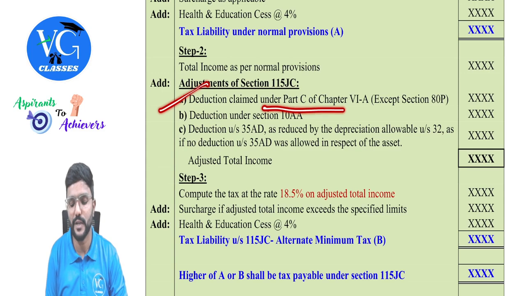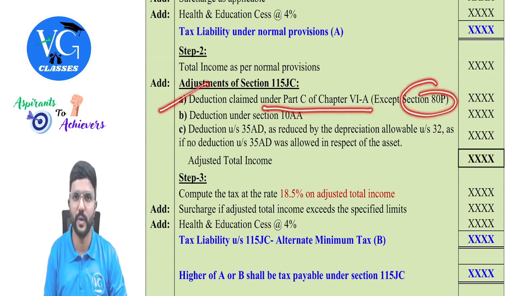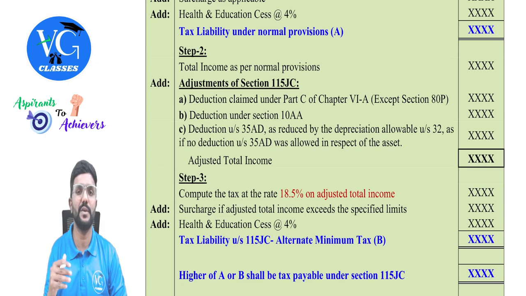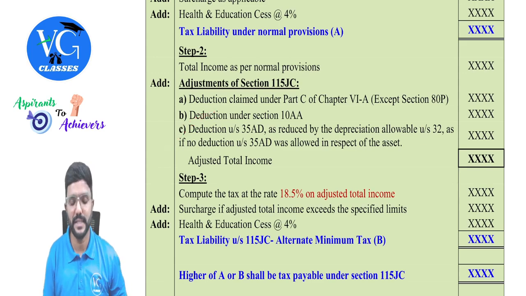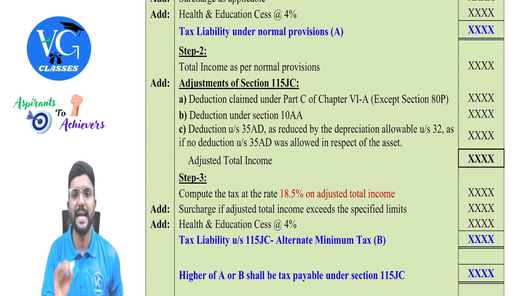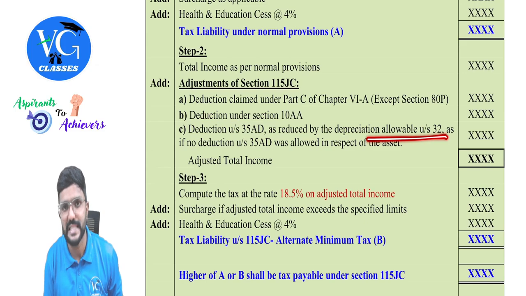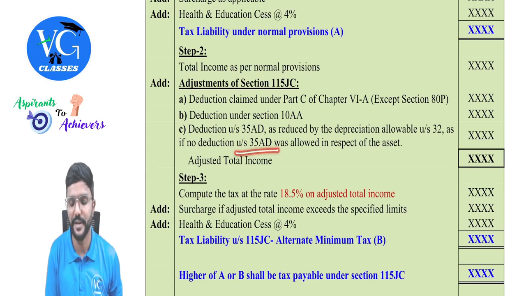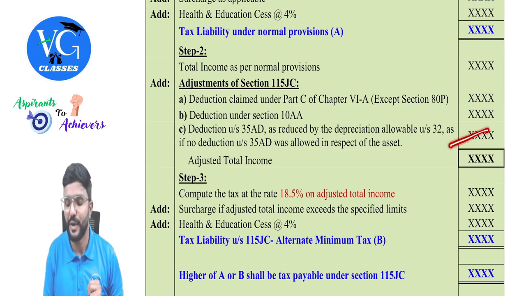Deduction claimed under Part C of Chapter 6A except 80P. Then deduction under Section 10AA with respect to export profit. If the deduction is already claimed, add it back. Then the last one, this is important: deduction under Section 35AD as reduced by depreciation allowable under Section 32, as if no deduction under Section 35AD was allowed in respect of that asset. I will explain this adjustment with some question. Don't worry. So we need to add it.